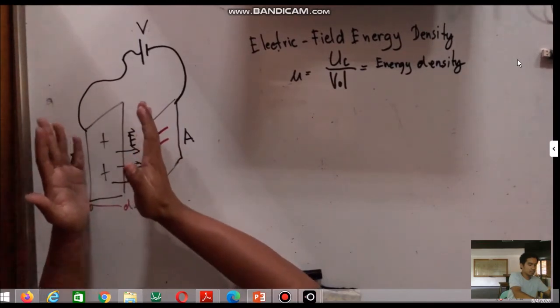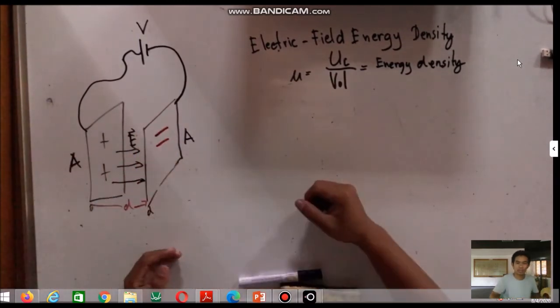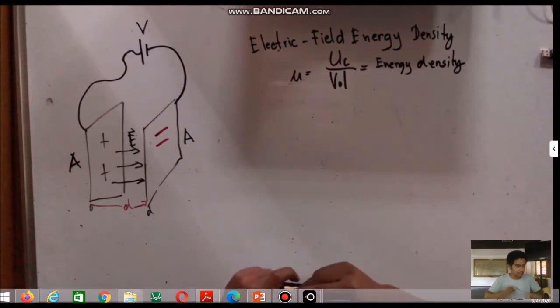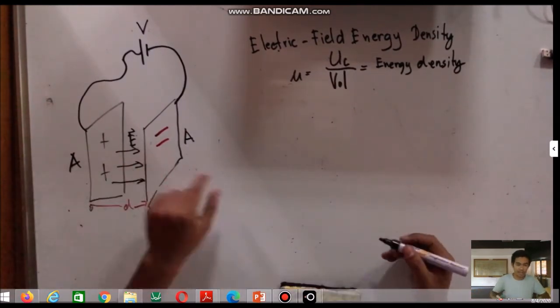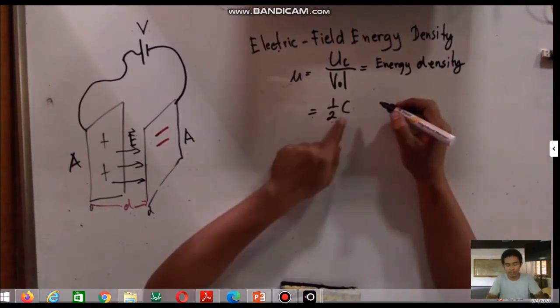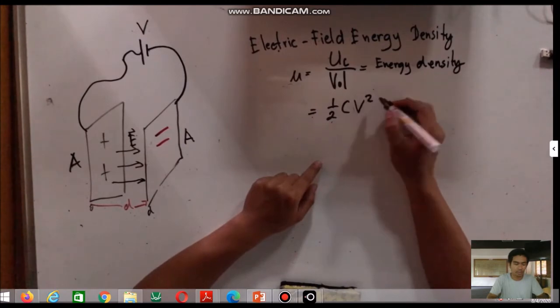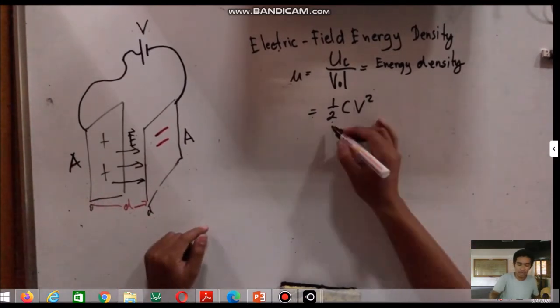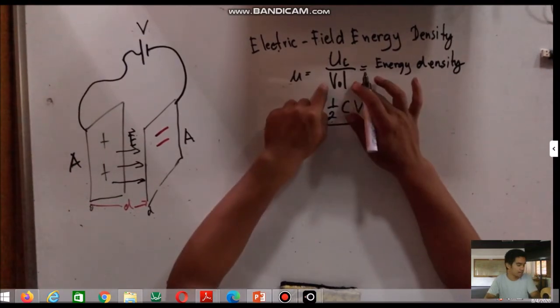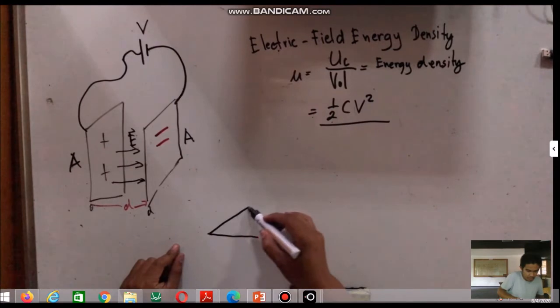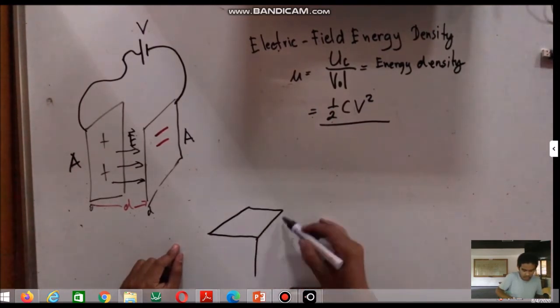between the two plates. Alright, and the electrical potential energy, or the energy stored in the capacitor, is expressed as 1/2 times capacitance times the square of the voltage difference across the capacitor, over the volume. Okay, the volume. So this is the amount of space occupied between the two plates.